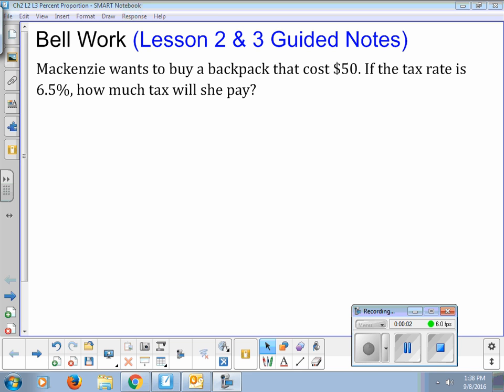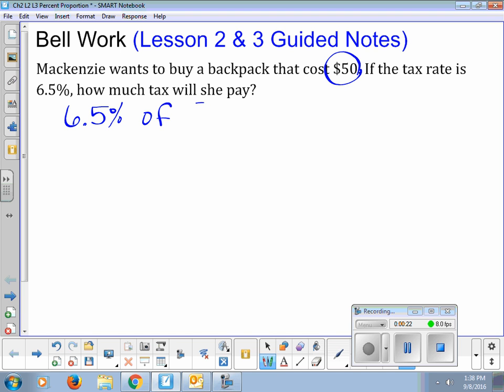Okay, so for today's bell work, we have Mackenzie wants to buy a backpack that costs $50. If the tax rate is 6.5%, how much tax will she pay? We know that it costs $50. We want to find 6.5% of 50.